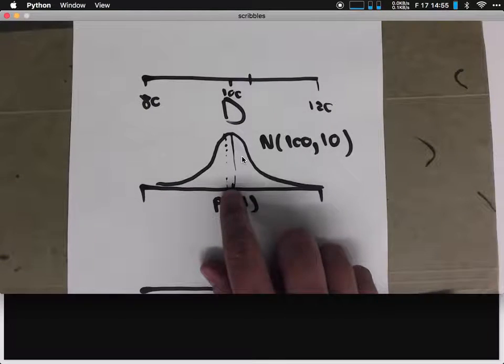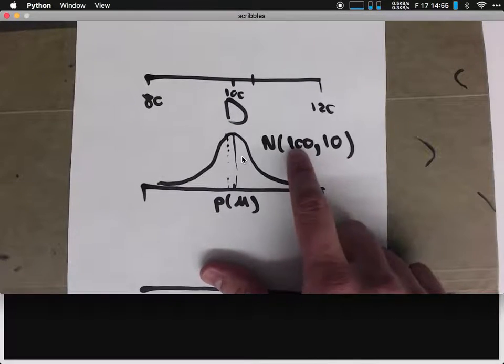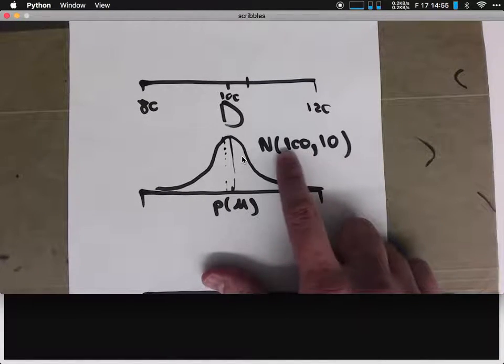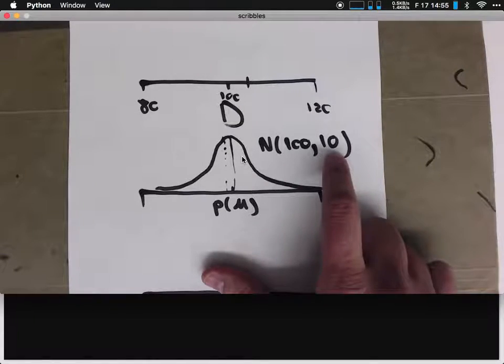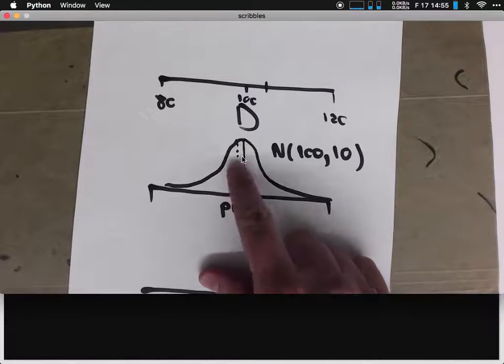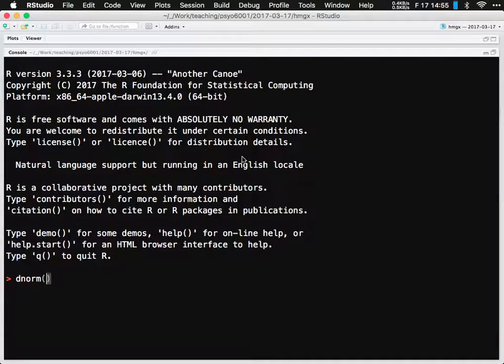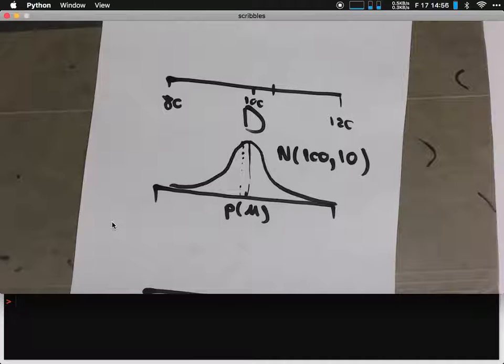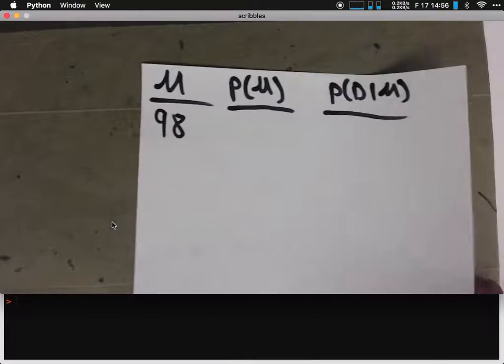So we want the height of this curve, i.e. when it's a curve that has a mean of 100, a standard deviation of 10, at the point 98. So put the point on the x-axis you want first, then you put the mean and the standard deviation of the curve. So 0.4-ish. All right, so I'll put 0.4 there.